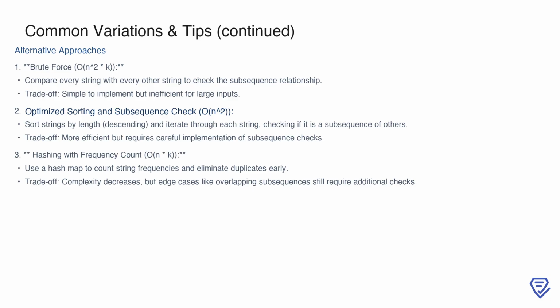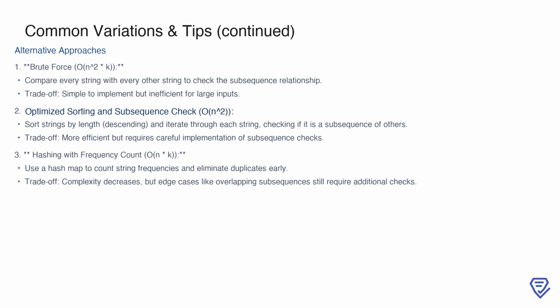When tackling this problem, there are a few alternative approaches to consider. The brute force method involves comparing every string with every other string to determine subsequence relationships. While this is straightforward to implement, it has a time complexity of n²*k, making it impractical for larger inputs.